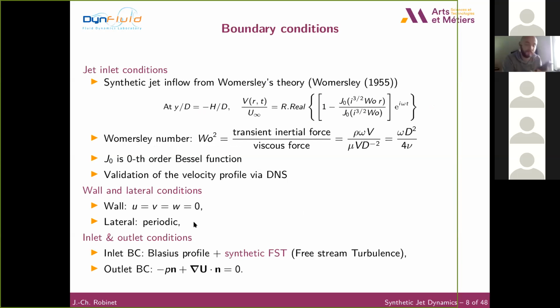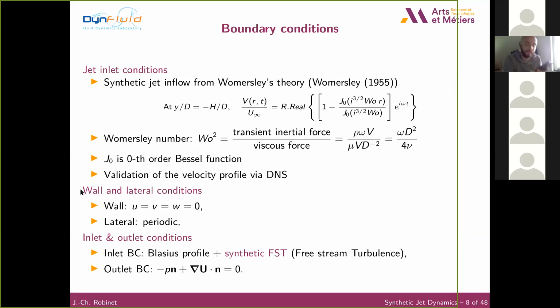It's important to specify the inlet jet conditions. For this study, I use Womersley theory to describe the velocity profile at the inlet of the synthetic jet, at the bottom part of the pipe. In this velocity profile we have different parameters, and the most important is the Womersley number. The square of the Womersley number is the ratio between the transient inertial force and the viscous force. In this formulation, I use a zero-order Bessel function to describe the profile, and this profile is validated by DNS.